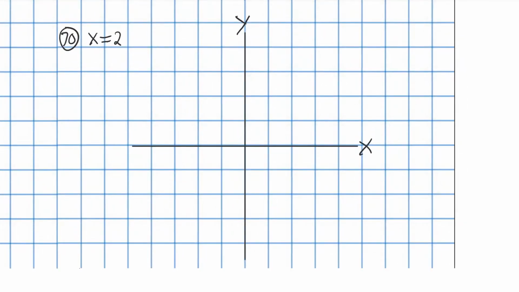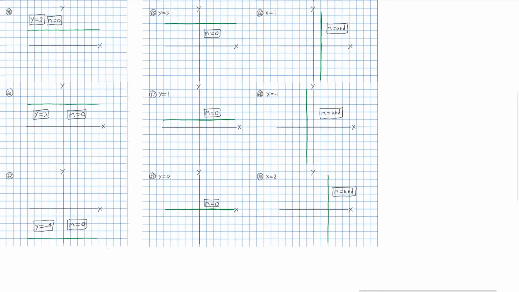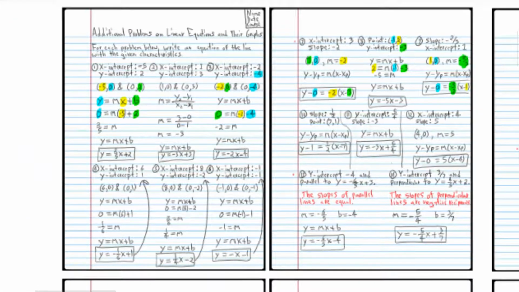All right, we're back. X is equal to 2, so that's a vertical line. And the slope of a vertical line is always undefined. So if you got those answers, good job. So that was the class today. Here's all the work that we did. If you'd like to take screenshots of these pages to help you with your homework or to study for tests, go ahead and do that now.